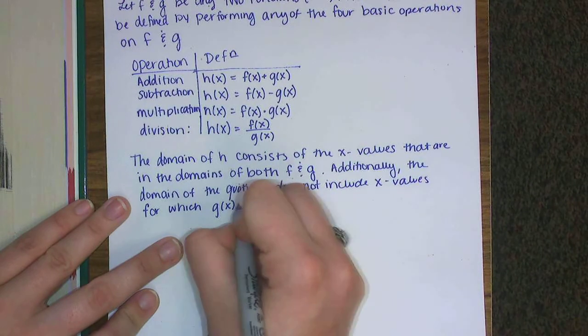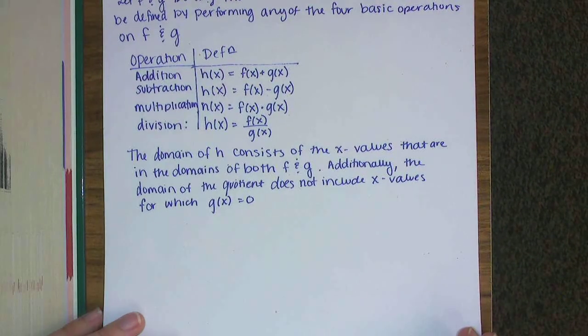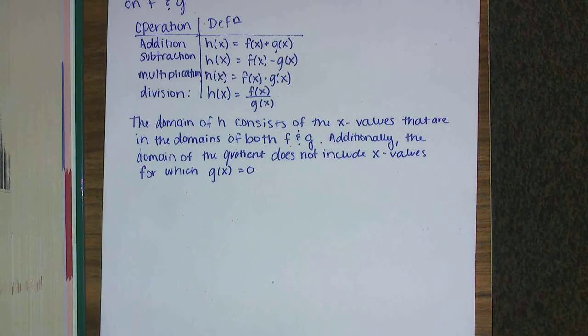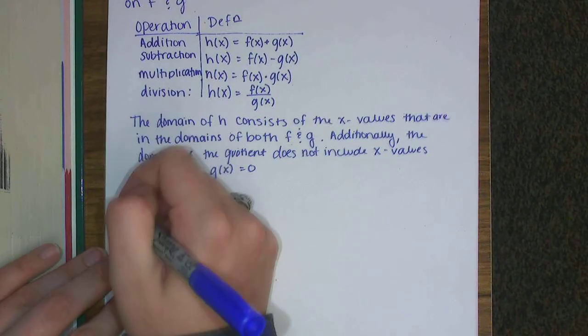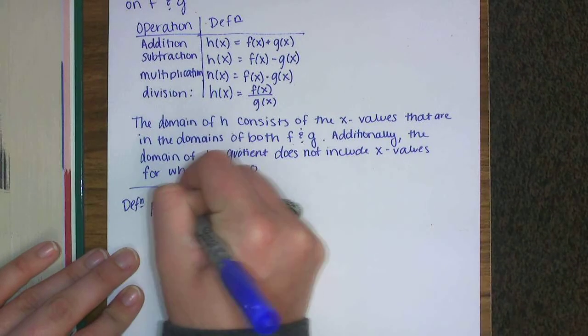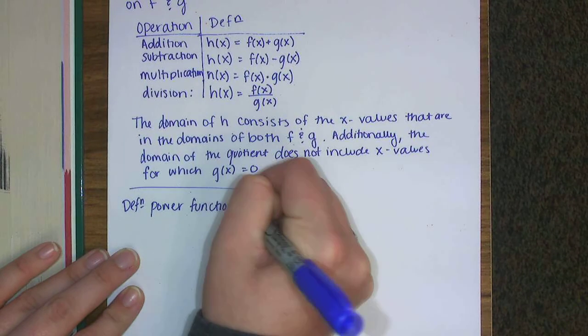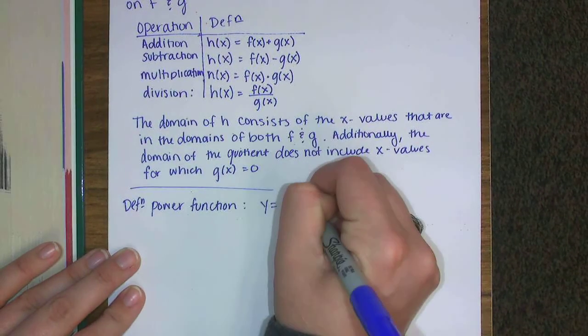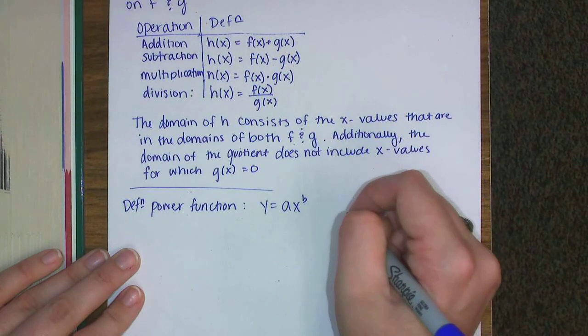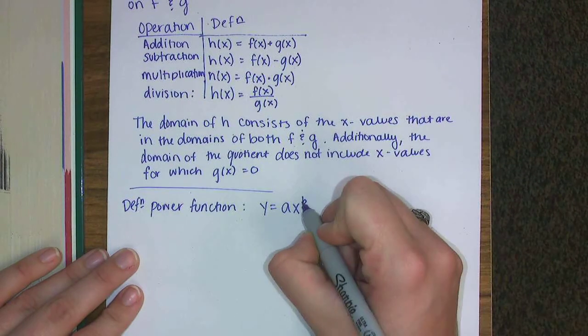Let's see, the book also gives a definition of a power function, which basically takes the form y is equal to a x to the b, okay, and b can be any rational number, a is any real number. So b is a rational number, meaning it could be whole or a fraction.